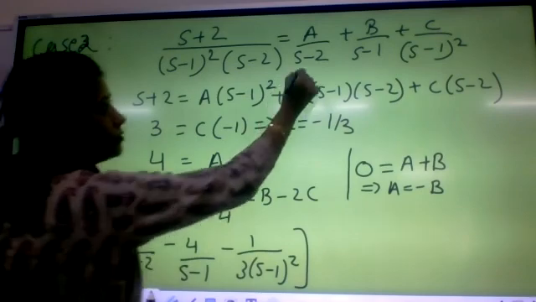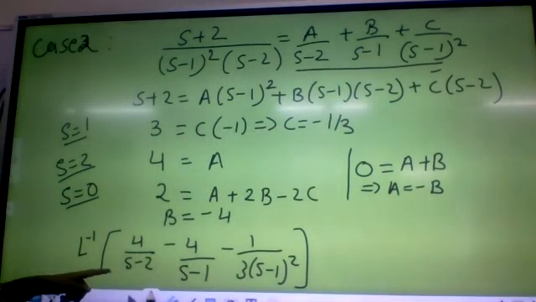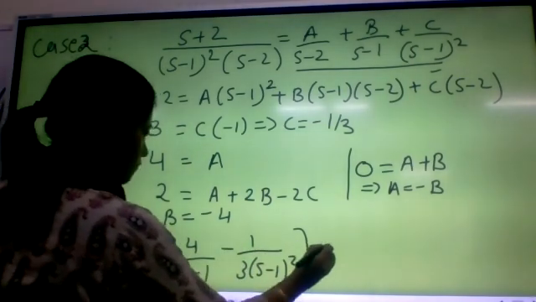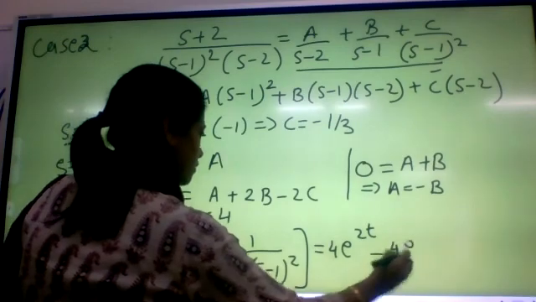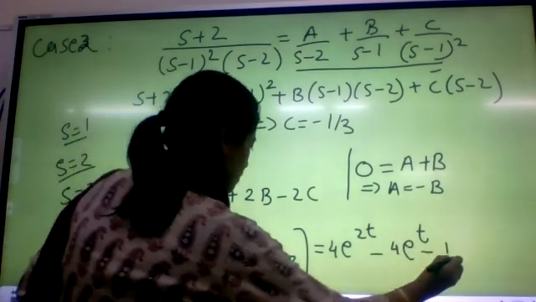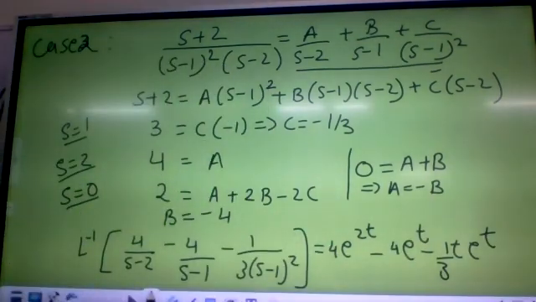I am putting the values here. Right? Now take the Laplace inverse of each term one by one. First term will be 4 e to the power 2t minus 4 e to the power t minus 1 by 3 t e to the power t. And we are done. This is the answer. Right? So this was our case 2 when I have linear repeated factors.